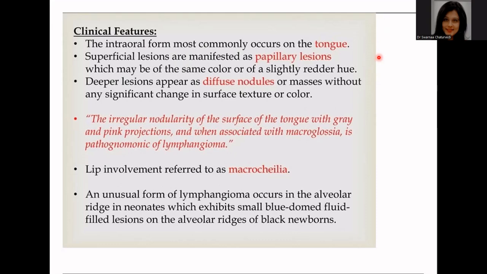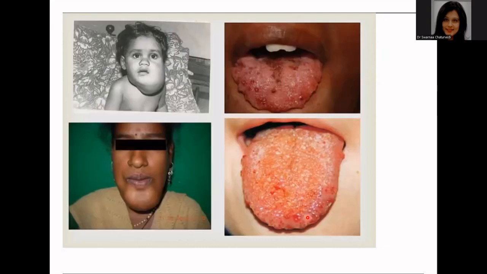Now, whenever lymphangioma involves the lip, we call that condition macrocheilia. An unusual form of lymphangioma occurs on the alveolar ridge in neonates, which exhibit small blue dome-shaped fluid-filled lesions on the alveolar ridges of Black newborns. Now you can see the intraoral lesions and the asymmetrical growth in a child. These are all a few good cases of lymphangioma.